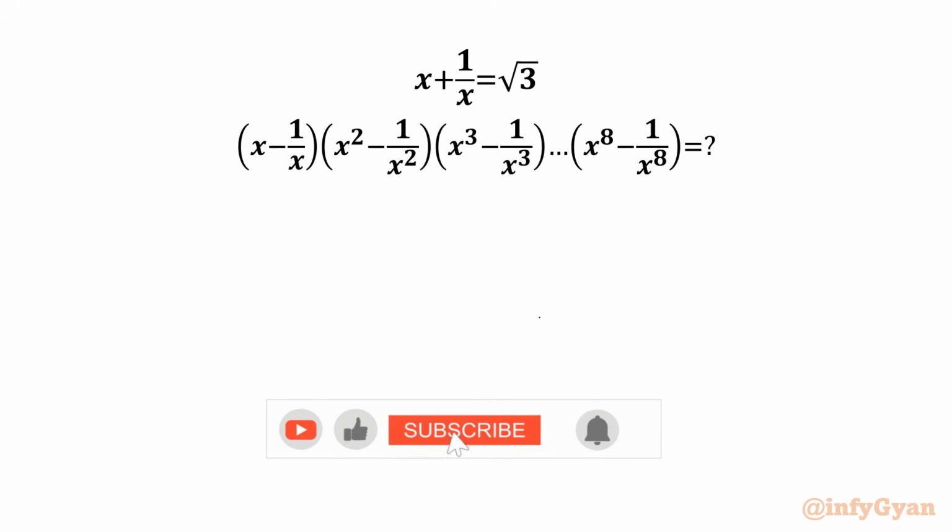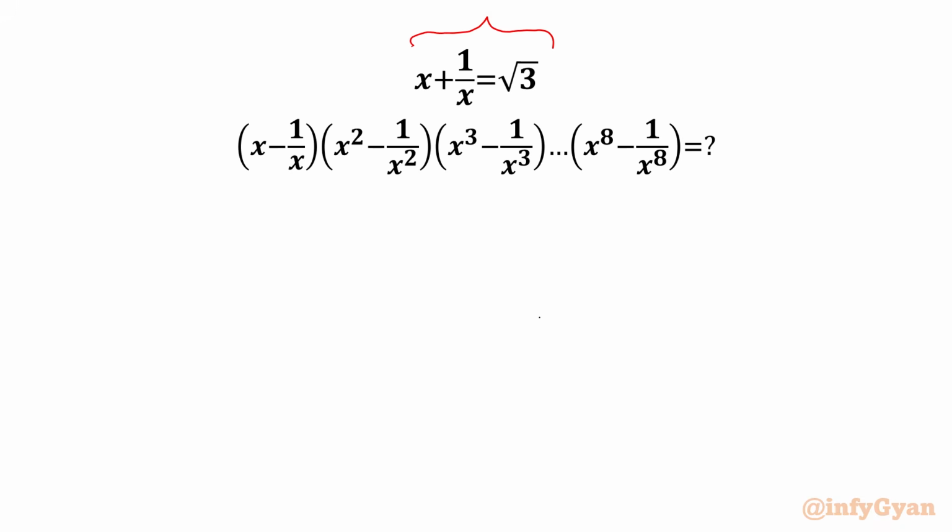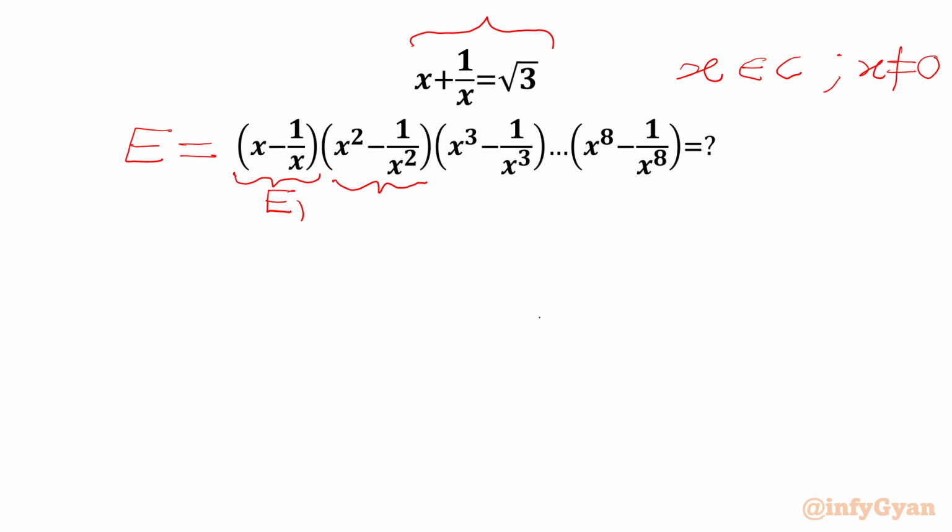Today in this video we have another very interesting question from algebra. Here we have x plus 1 over x equal to root 3, given that x belongs to complex numbers and x cannot be equal to 0. Then it is said to find the required expression E, which is the product of x minus 1 over x as E1, x square minus 1 over x square as E2, x cube minus 1 over x cube as E3, up to x power 8 minus 1 over x power 8 as E8. So E is nothing but the product of E1, E2, E3 up to E8.